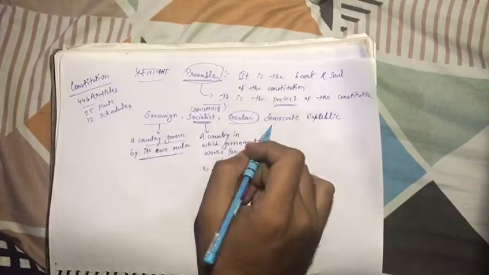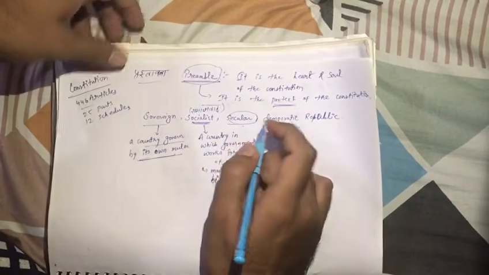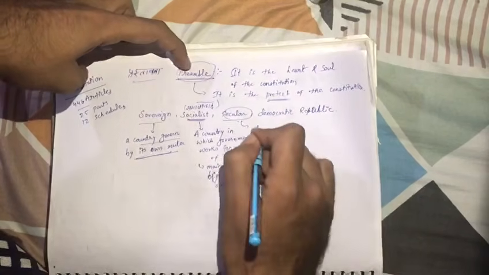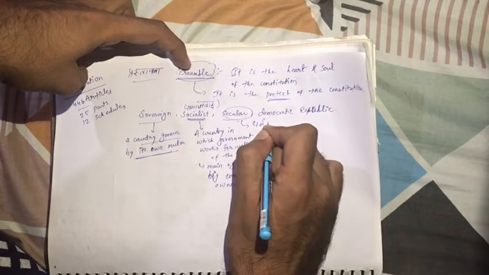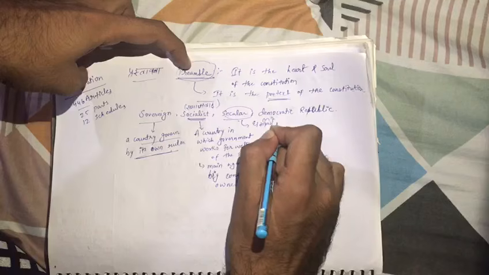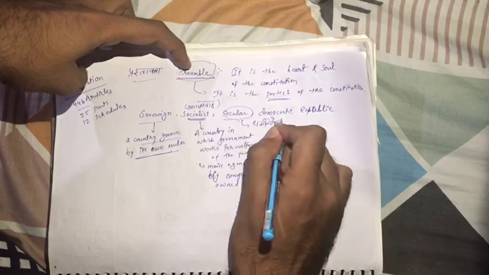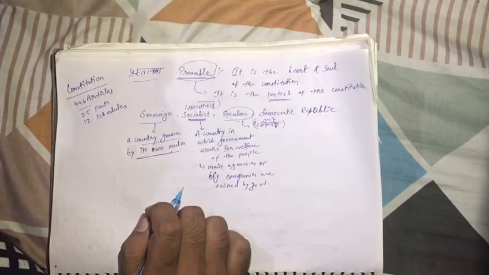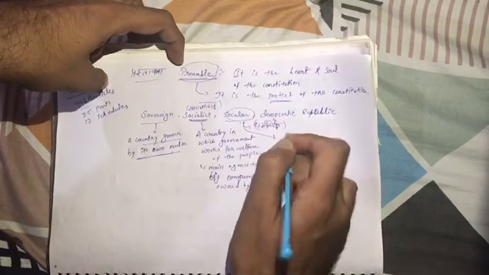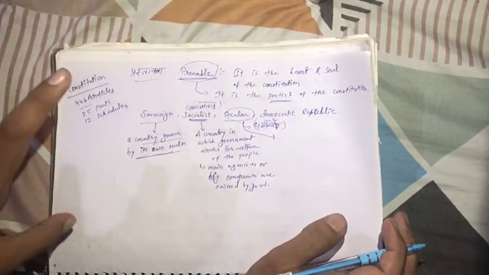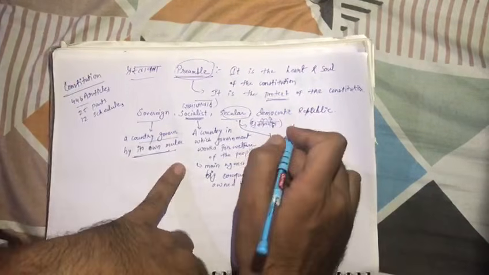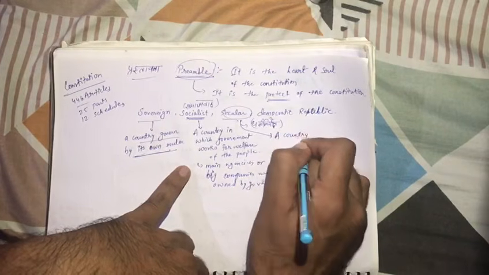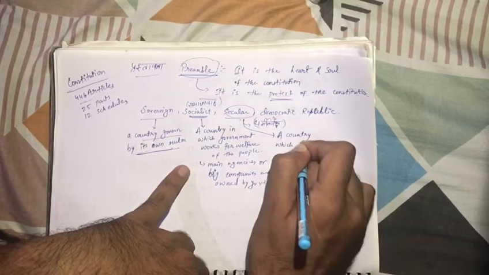Next is secular. You might have heard about this term secular. In Hindi we say it dharm nirpeksh. So any country which is not favoring or considering a particular religion as official religion. I am creating my own definition, you can also create your own definition. So a country which treats all religions equally.